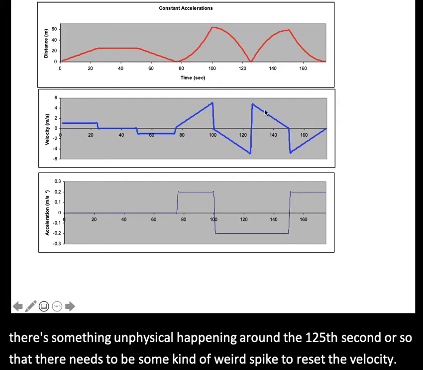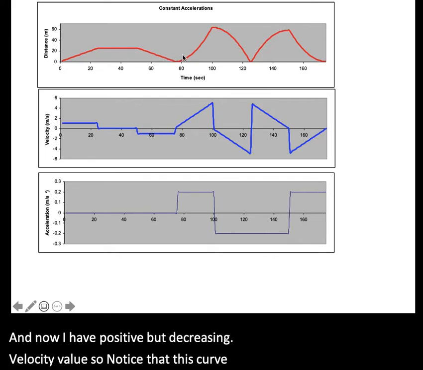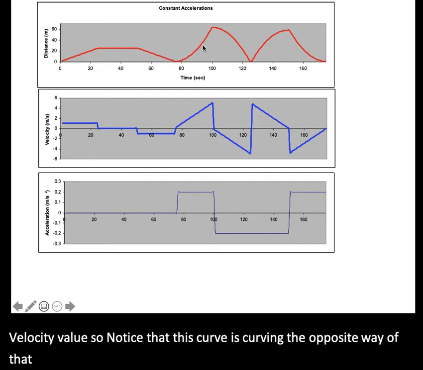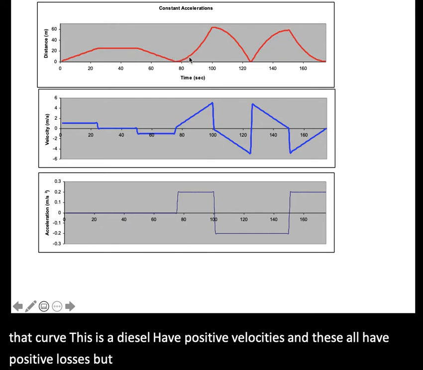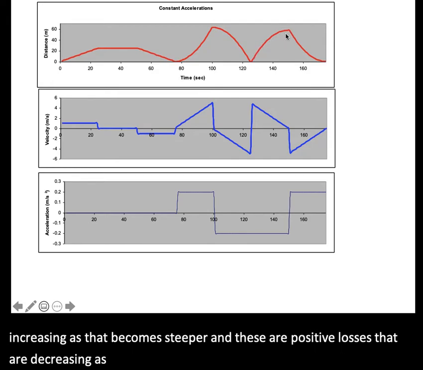And now I have positive but decreasing velocity value. So notice that this curve is curving the opposite way of that curve. These all have positive velocities, and these all have positive velocities. But the difference is these are positive velocities that are increasing as that becomes steeper, and these are positive velocities that are decreasing as it becomes flatter, right?